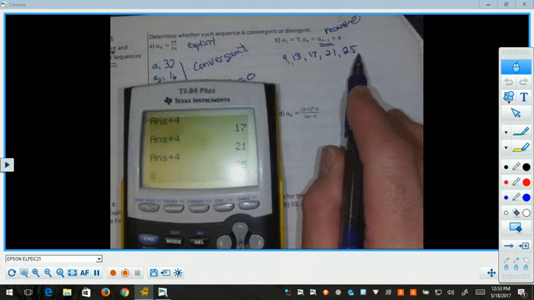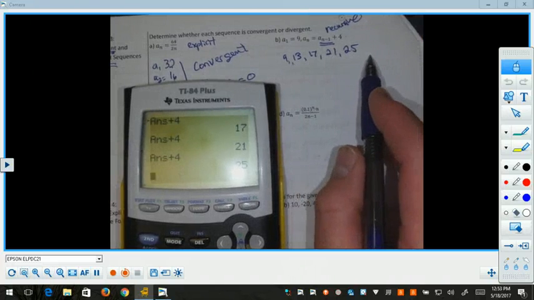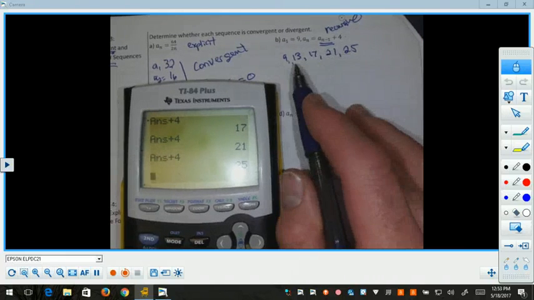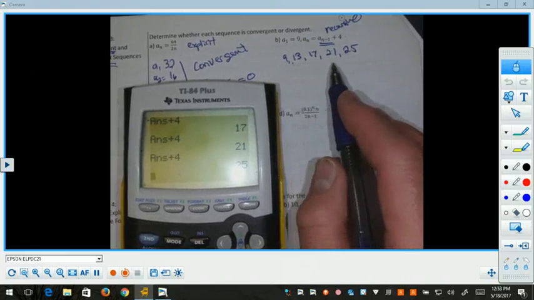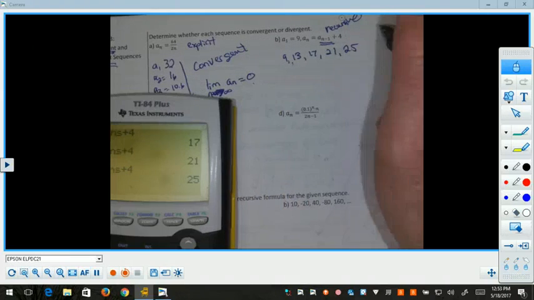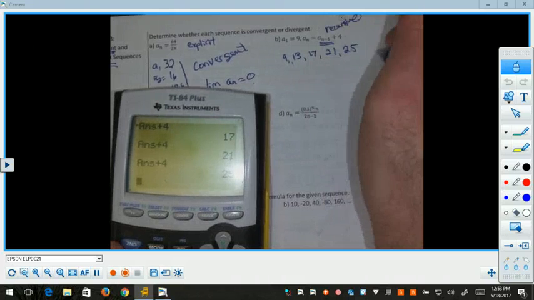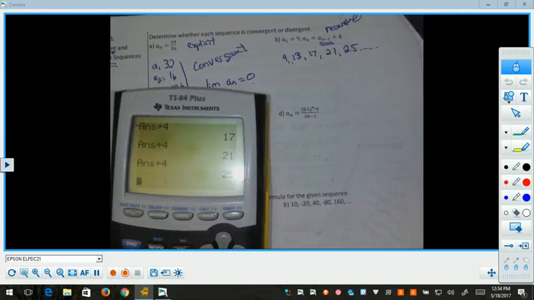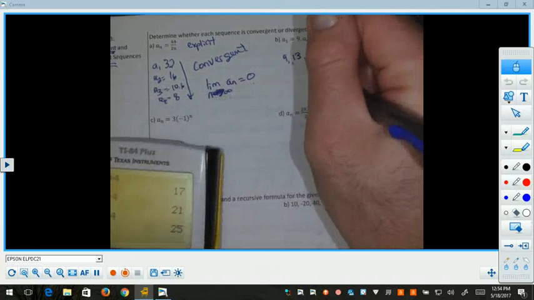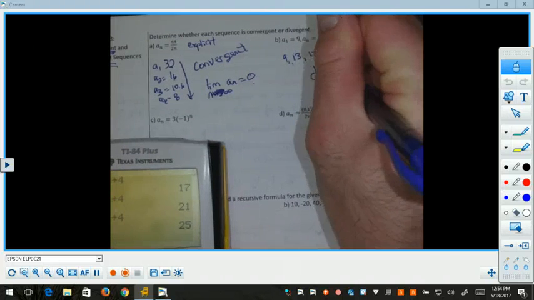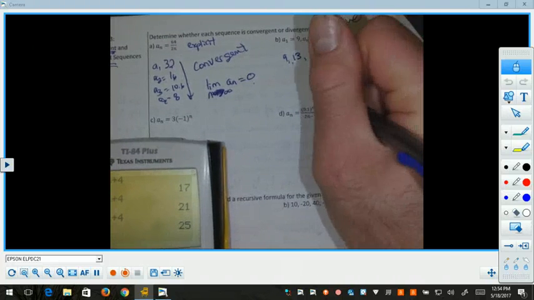They're equally spaced apart. It's increasing by a constant amount. It's not increasing by smaller increments each time. So when I look at this, I know that this one is going to increase infinitely. It's just going to keep going up and up and up, so I know that this one is divergent, which means that there is no limit.